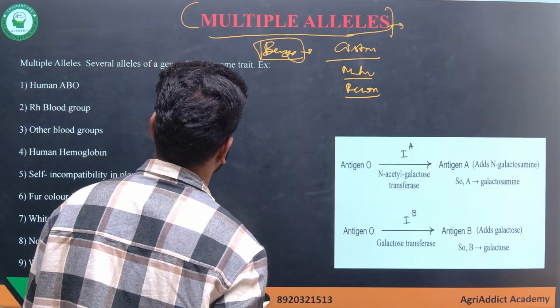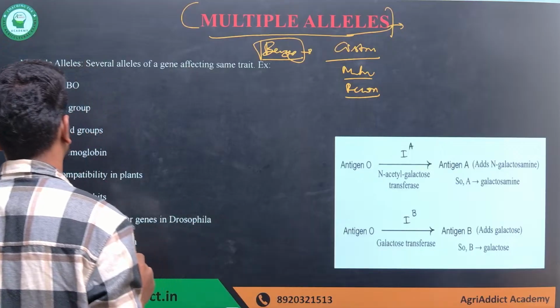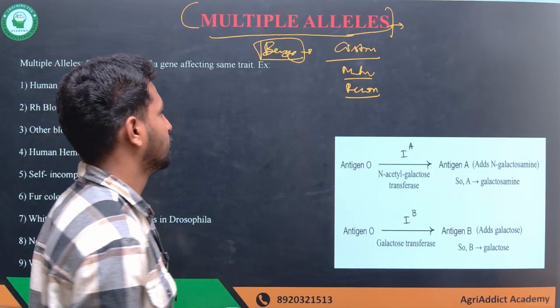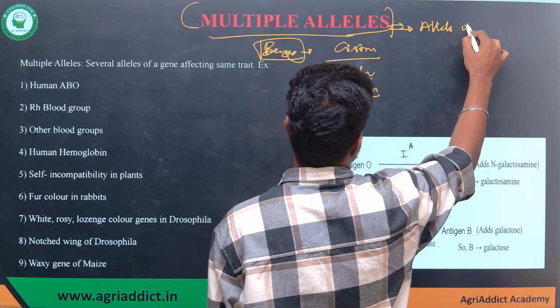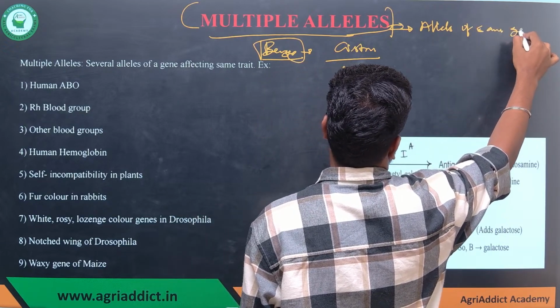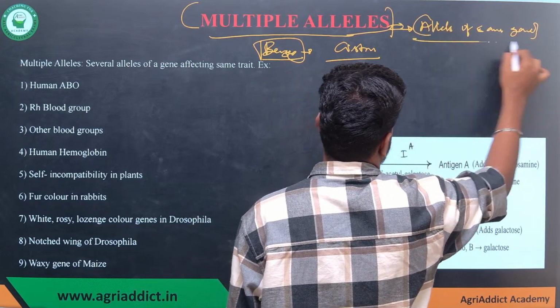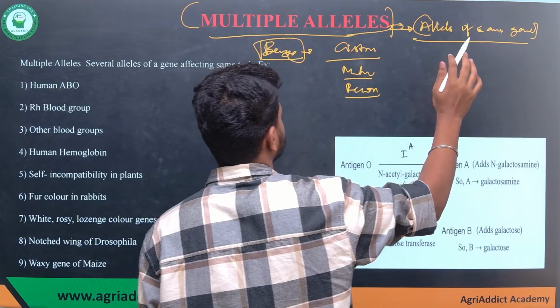But still, this topic is interesting. So let's try to simplify it. First thing, what are multiple alleles? The first thing is they are alleles of the same gene. Okay, you have to make sure that you know this, that they are alleles of the same gene. They are not the alleles of different genes.